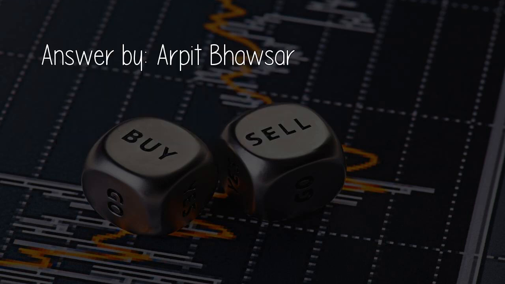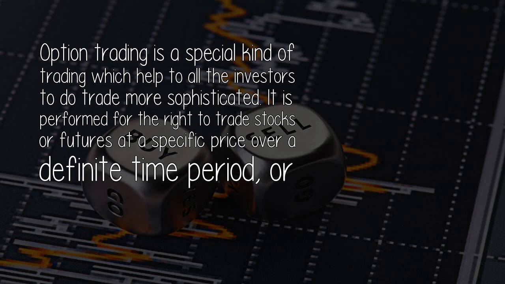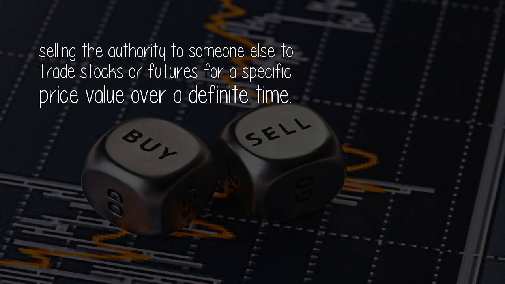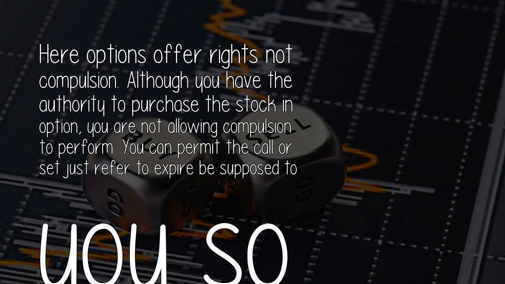Answer by Arpit Pauser. Option trading is a special kind of trading which helps all investors to trade in a more sophisticated way. It is performed for the right to trade stocks or futures at a specific price over a definite time period, or selling the authority to someone else to trade stocks or futures for a specific price over a definite time. Here options offer rights, not compulsion. Although you have the authority to purchase the stock in an option, you are not under compulsion to perform.